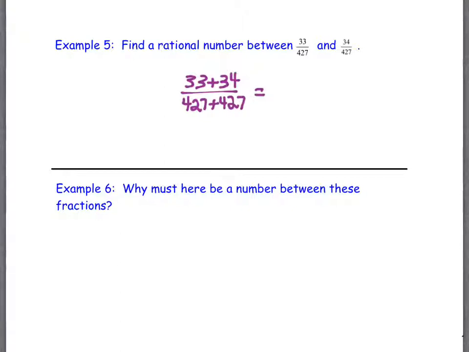So, what is 33 plus 34? 67. And 427 plus 427. And the denominators wouldn't have to be the same for this to work. They just happen to be on this particular problem. 854.